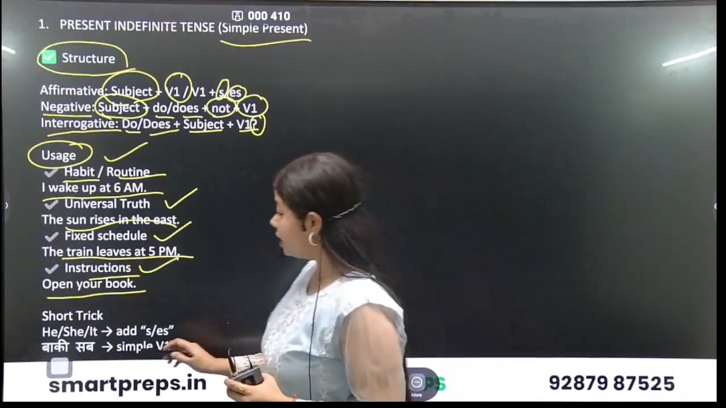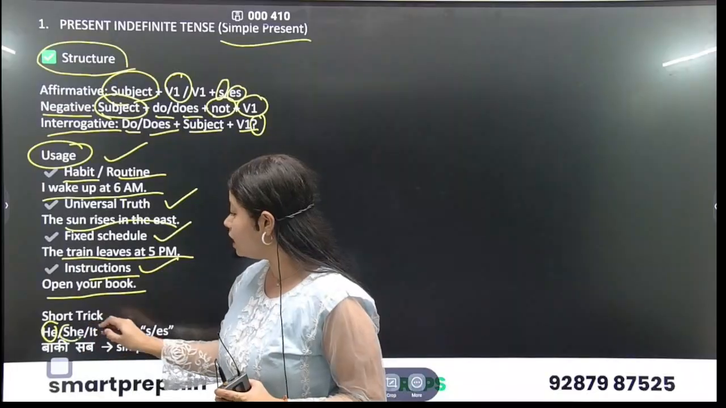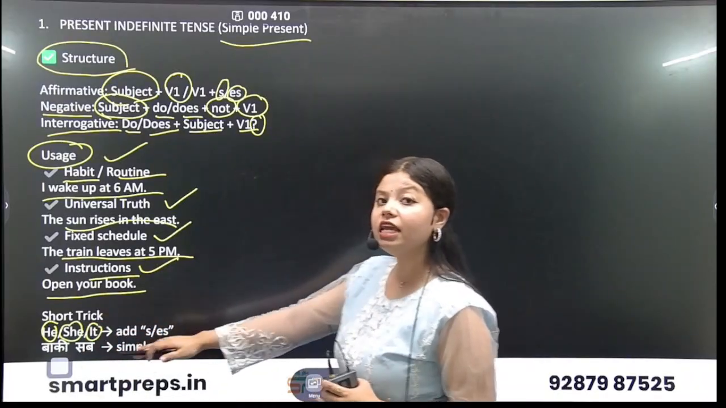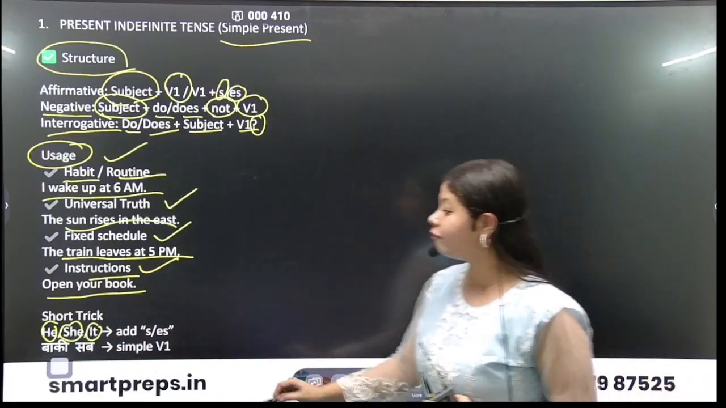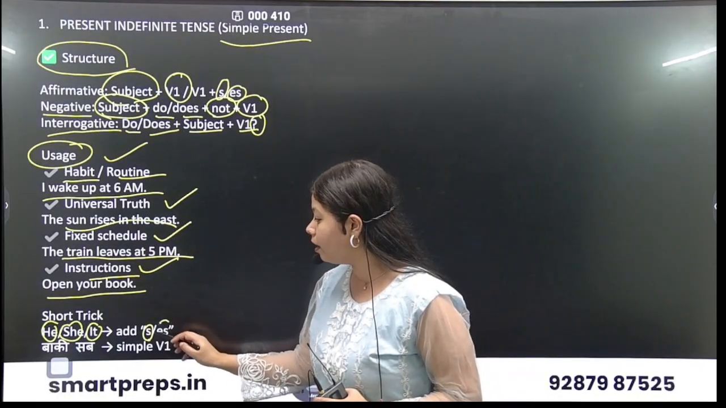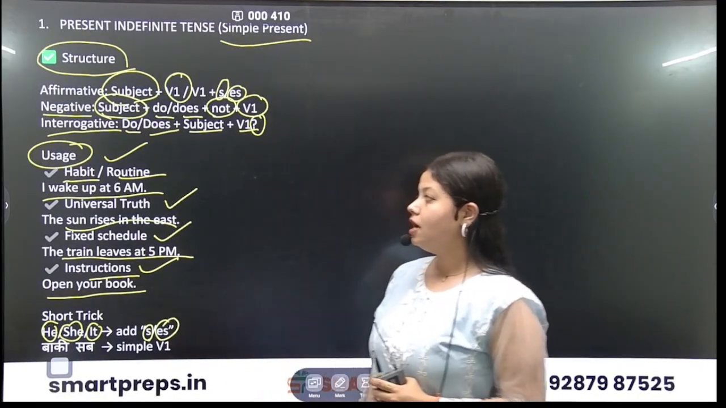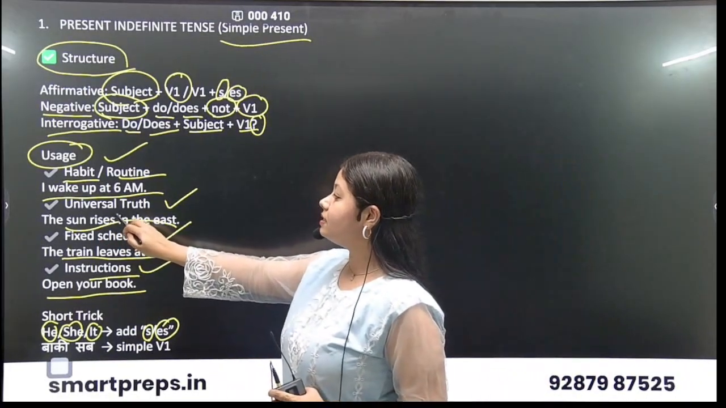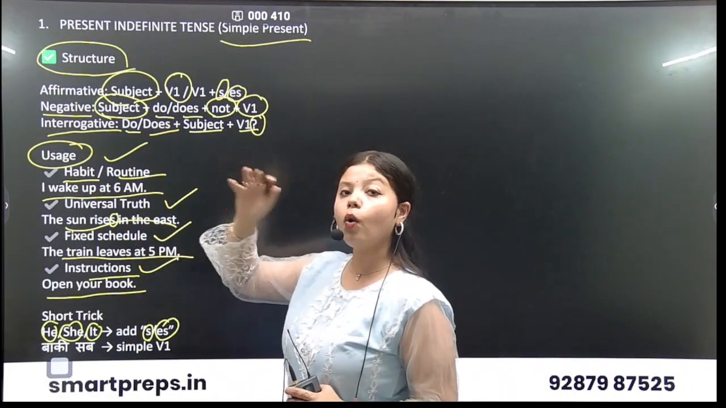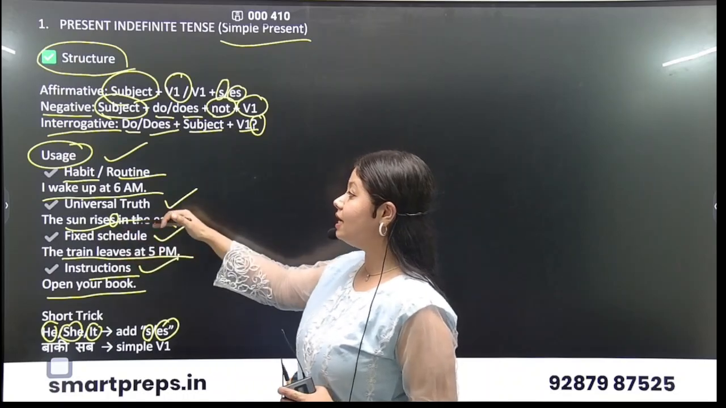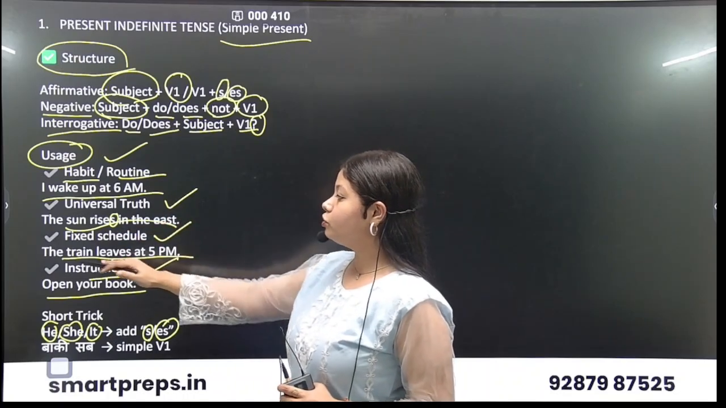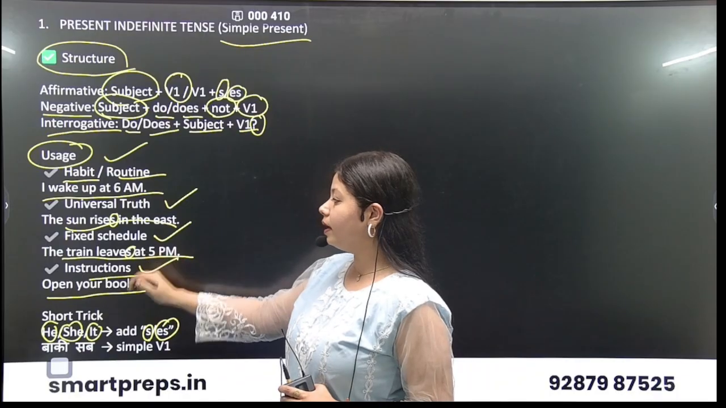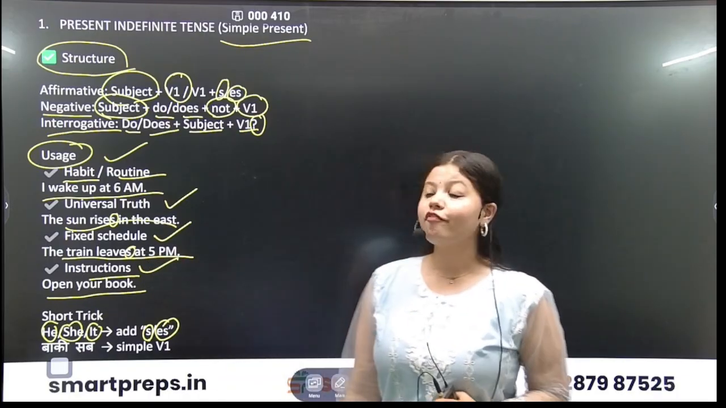So now, what is the trick? The short trick is he, she or it. If there are he, she or it, then you have to add S or ES. For example, just check here. The sun rises. There is one S here along with rise. Rises in the east. The train leaves. There is one S. Leaves at 5 p.m.